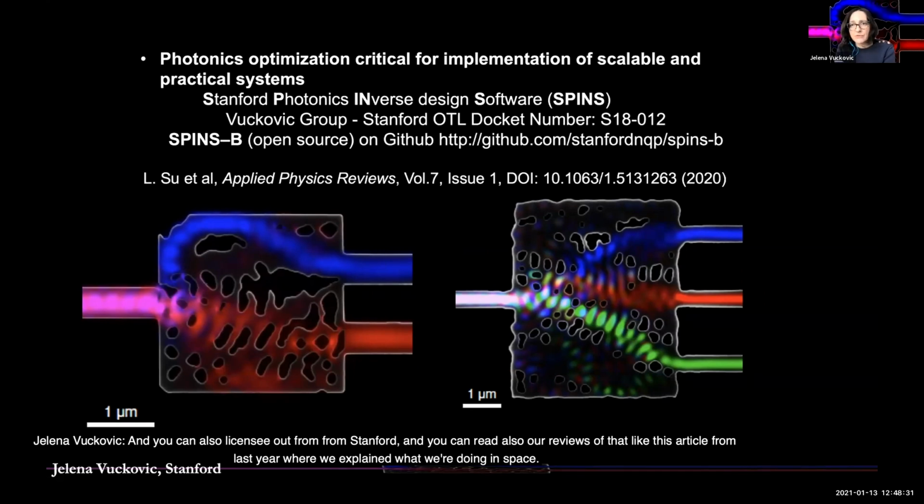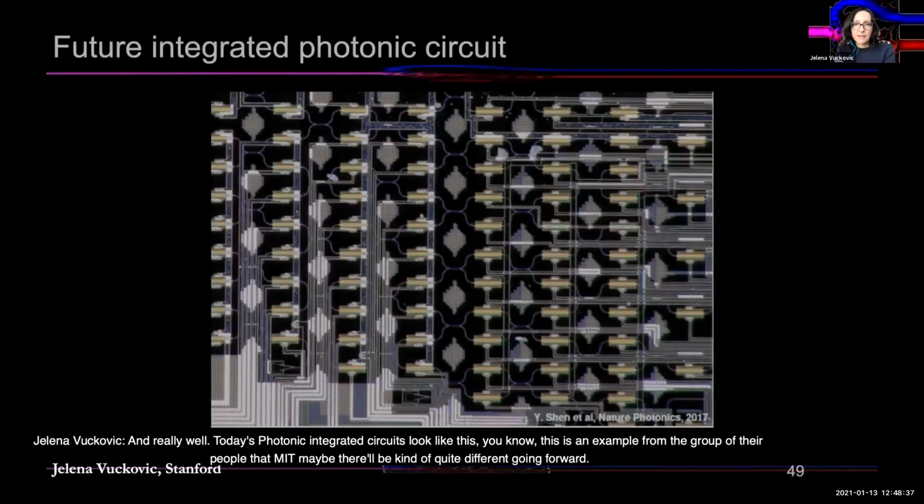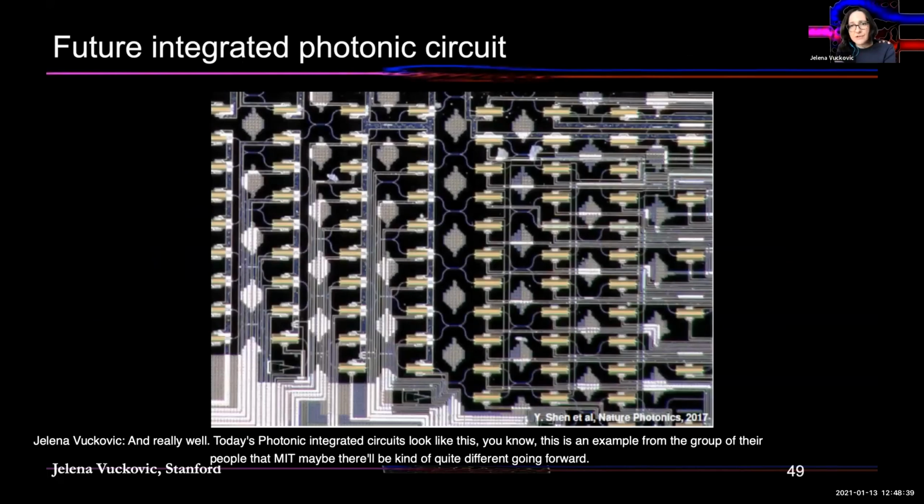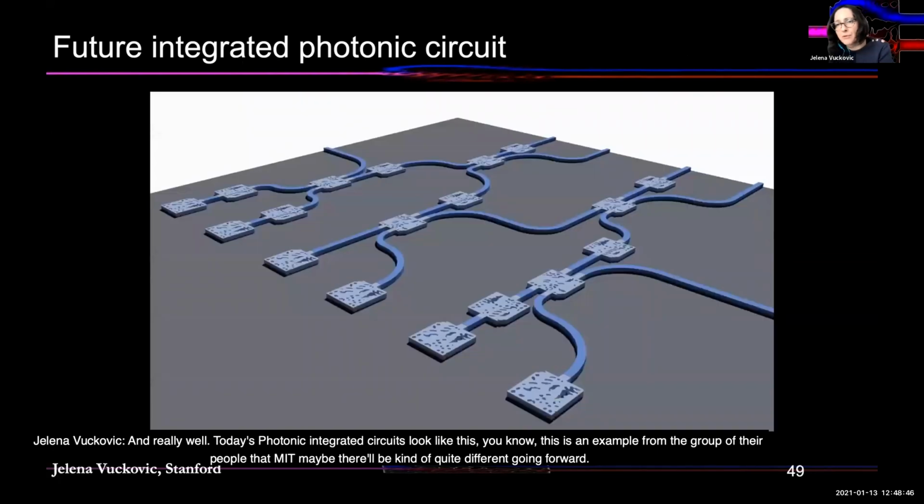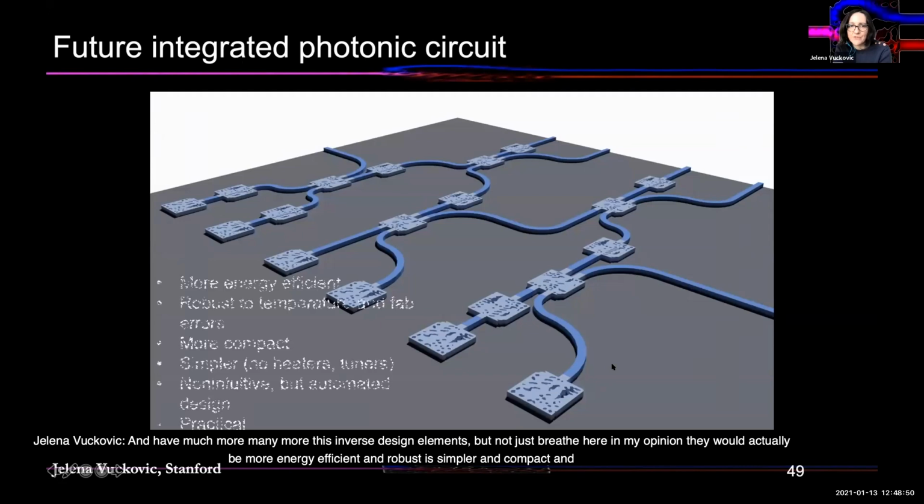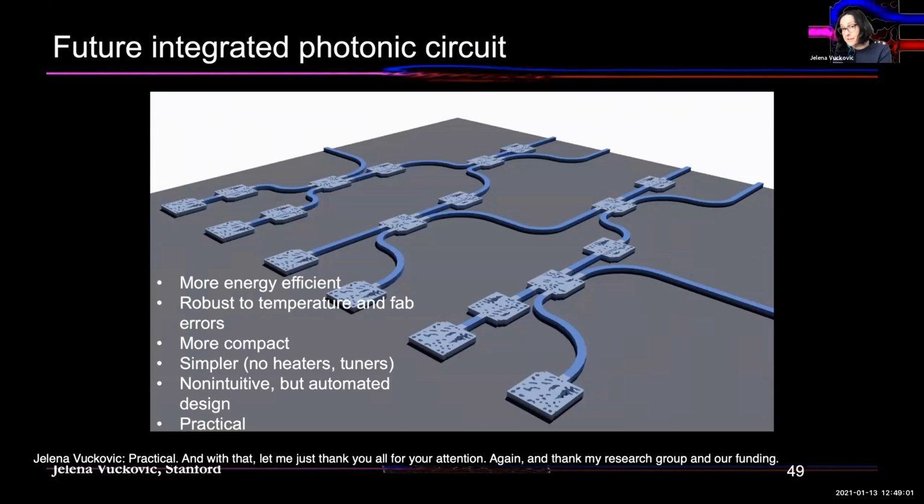You can also read our reviews of that, like this article from last year where we explain what we're doing in spins. And really, while today's photonic integrated circuits look like this, this is an example from the group of Dirk Englund at MIT, maybe they'll be quite different going forward and have many more of these inverse designed elements, and not just prettier, in my opinion. They would actually be more energy efficient and robust and simpler and compact and practical.